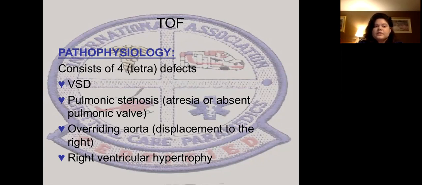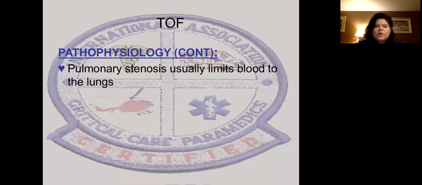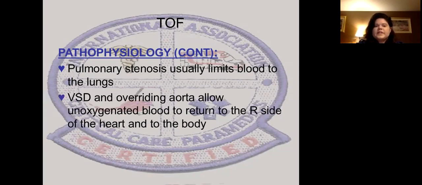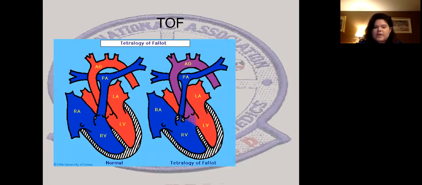So remember, tetralogy is 4, right? So the pulmonic stenosis limits the blood to the lungs. Your VSD and overriding aorta allow unoxygenated blood to return to the right side of the heart and to the body. Hypoxia is a huge issue for these kids. So as you can see, it's quite a mess.